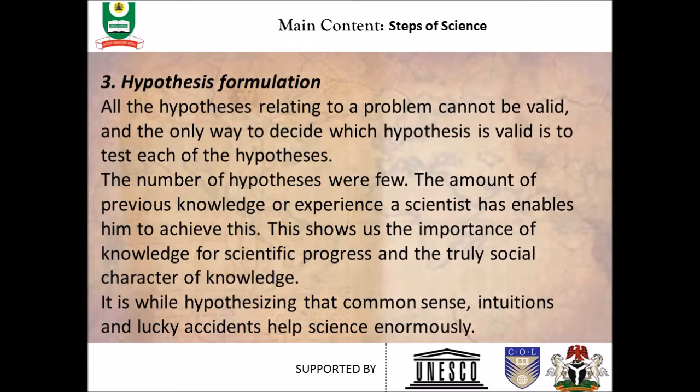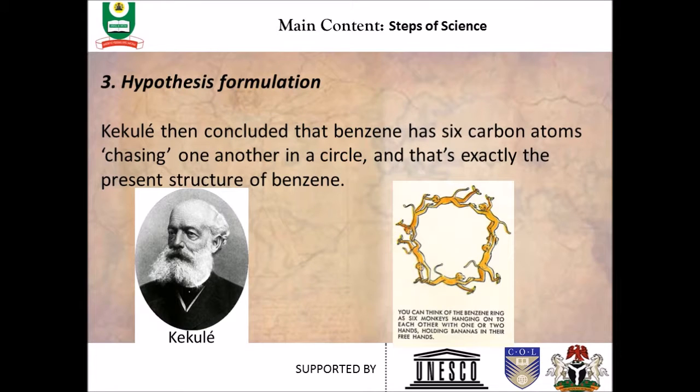The story has it that in one famous case, the German chemist Kekule went to bed one night after a fairly alcoholic party. In his sleep, he dreamt of 6 monkeys chasing one another in a circle, the tail of one held in the teeth of the other. Practically, our whole chemical industry is based on that dream because it told the sleeping scientist what the structure of benzene was. Scientists at that time had been trying to figure out the structure of benzene. Kekule then concluded that benzene has 6 carbon atoms chasing one another in a circle. And that is exactly the present structure of benzene. And it is good to know that benzene is the fundamental parent substance for thousands of chemical products.